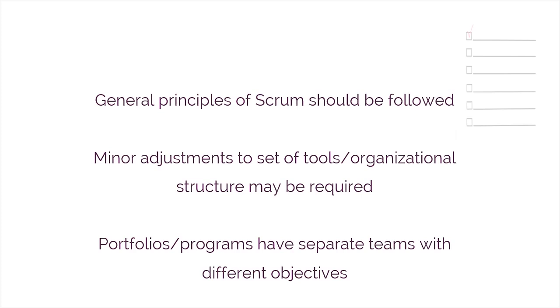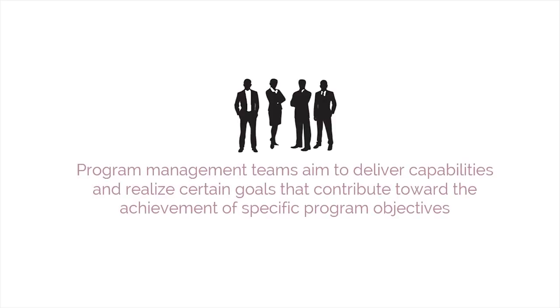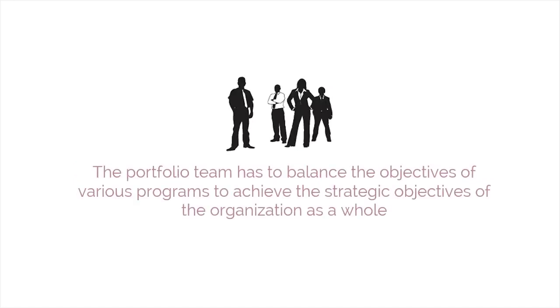Portfolios and programs have separate teams with different sets of objectives. Program management teams aim to deliver capabilities and realize certain goals that contribute towards the achievement of specific program objectives. In contrast, the portfolio team has to balance the objectives of various programs to achieve the strategic objectives of the organization as a whole.